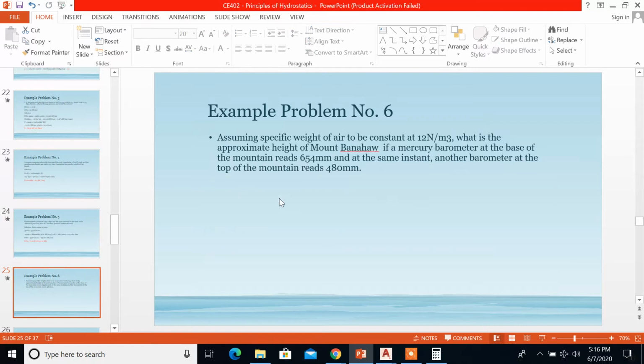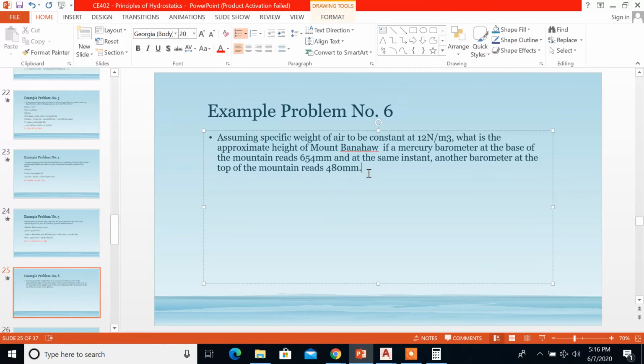Okay, then next. So, problem number 6 tayo. Assuming specific weight of air to be constant at 12 newton per cubic meter, what is the approximate height of Mount Banahaw? So, kunin daw natin yung height ng Mount Banahaw given yung specific weight of air which is 12 newton per cubic meter. If a mercury barometer at the base of the mountain reads 654 mm and at the same instant another barometer at the top of the mountain reads 480 mm, determine yung approximate height.